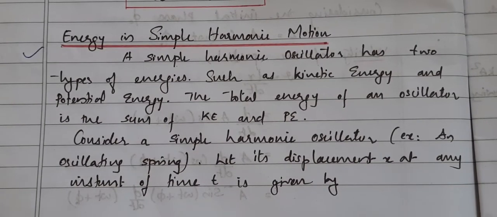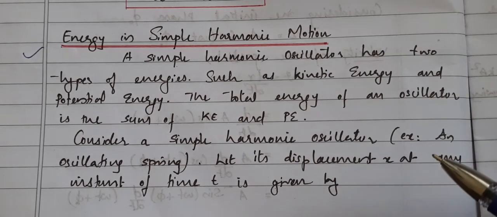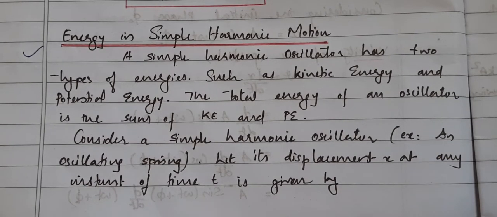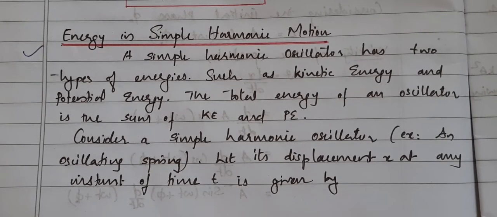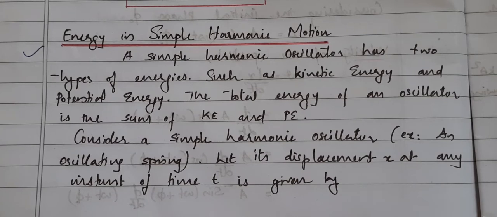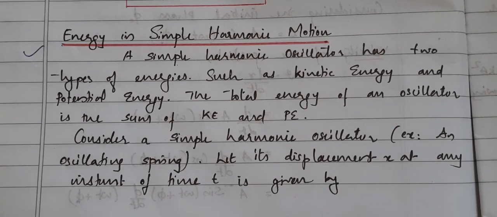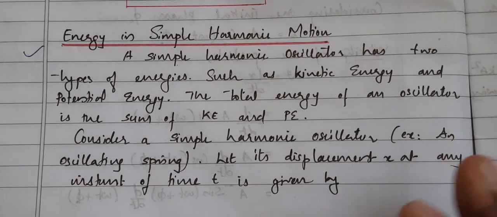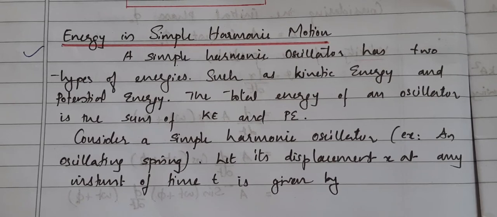When a body is in motion, that means here in simple harmonic motion, it has energy. As it is in motion, it has a kinetic energy. And because of the change in shape or because of change in the height, there is a potential energy also. So a body under simple harmonic motion has two energies, one is the kinetic energy as well as the potential energy. So let's consider such a simple harmonic motion, like a spring under oscillation, and let's find its total energy.